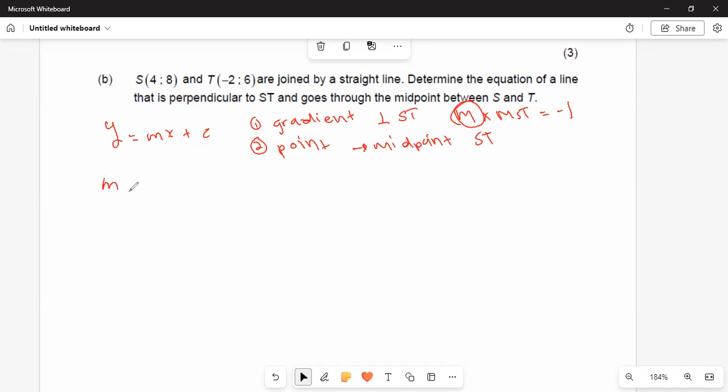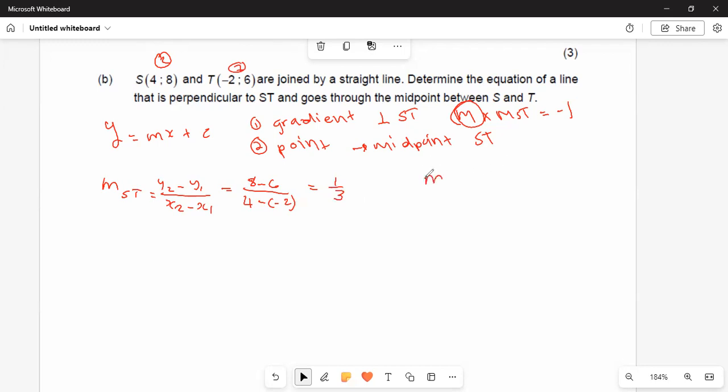The gradient of ST is equal to change in y over change in x. We will allow this to be point 2 and that to be point 1. So then we will have (8 - 6) over (4 - -2), giving us 1/3.